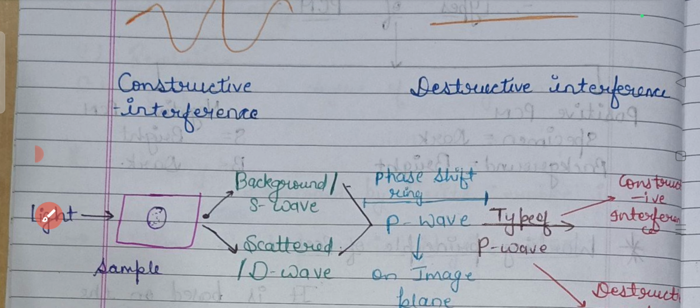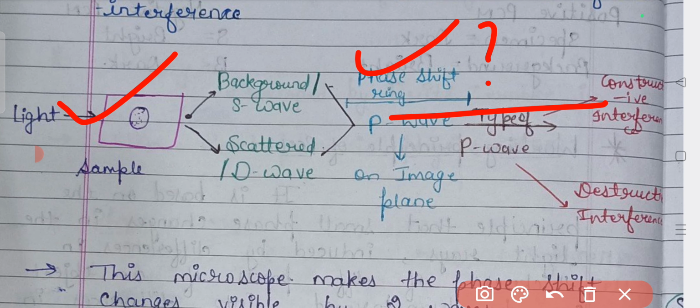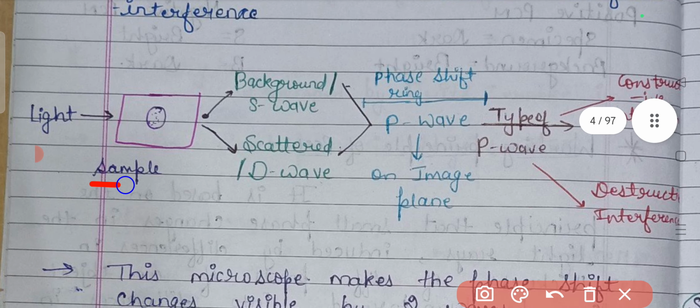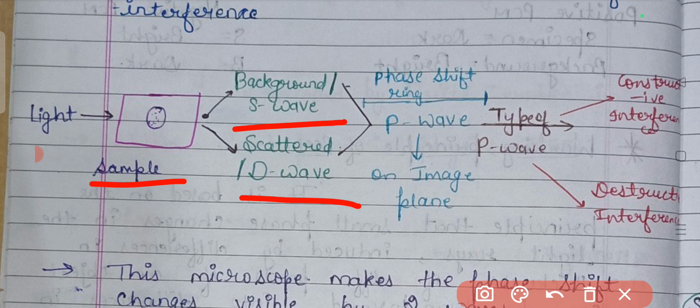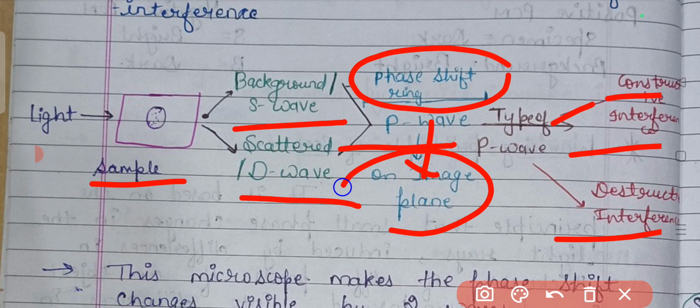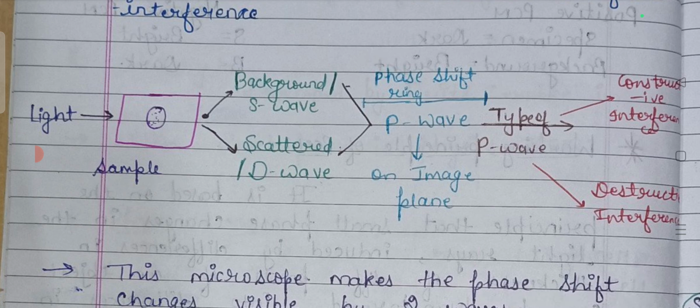This is the summarized diagram related to the working principle of the phase contrast microscope. That is, we provide a light that reaches the sample, then two waves are generated, the background wave, S, and the D wave, the scattered wave. Then the use of the phase shift ring comes into the picture. The P wave is generated, and the P wave forms two types of interference, the constructive one and the destructive one, and as a result, due to the constructive one, a clear image on the image plane will be visualized here.